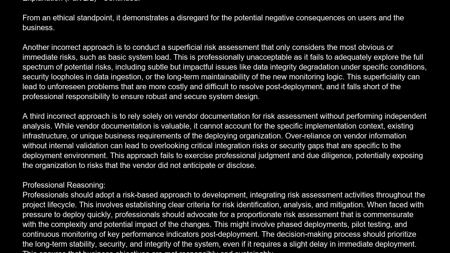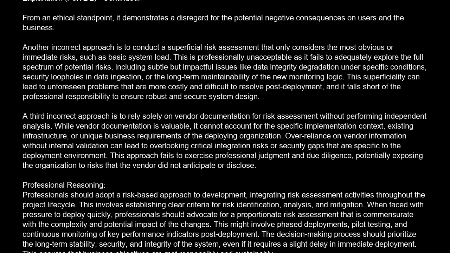Another incorrect approach is to conduct a superficial risk assessment that only considers the most obvious or immediate risks, such as basic system load. This is professionally unacceptable as it fails to adequately explore the full spectrum of potential risks, including subtle but impactful issues like data integrity degradation under specific conditions, security loopholes in data ingestion, or the long-term maintainability of the new monitoring logic. This superficiality can lead to unforeseen problems that are more costly and difficult to resolve post-deployment, and it falls short of the professional responsibility to ensure robust and secure system design.